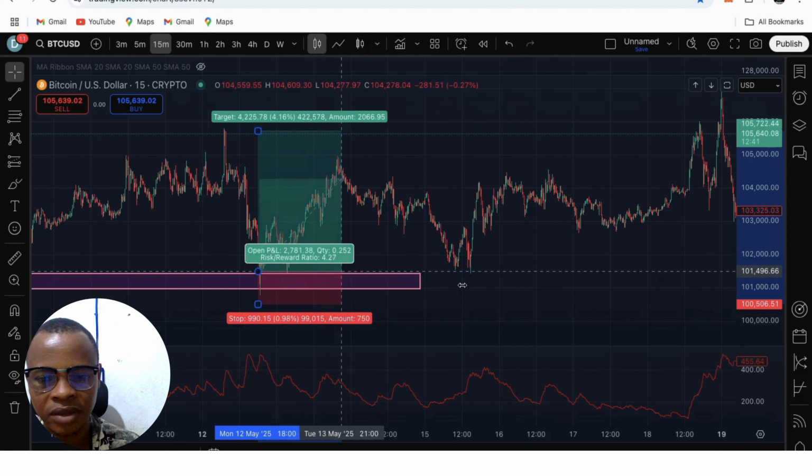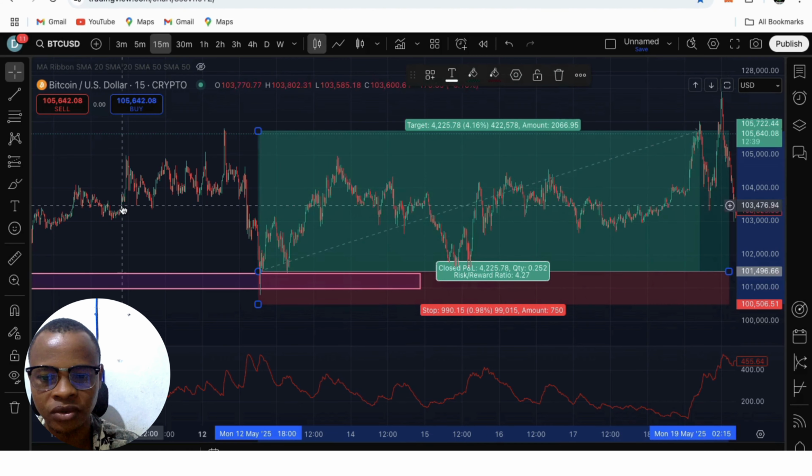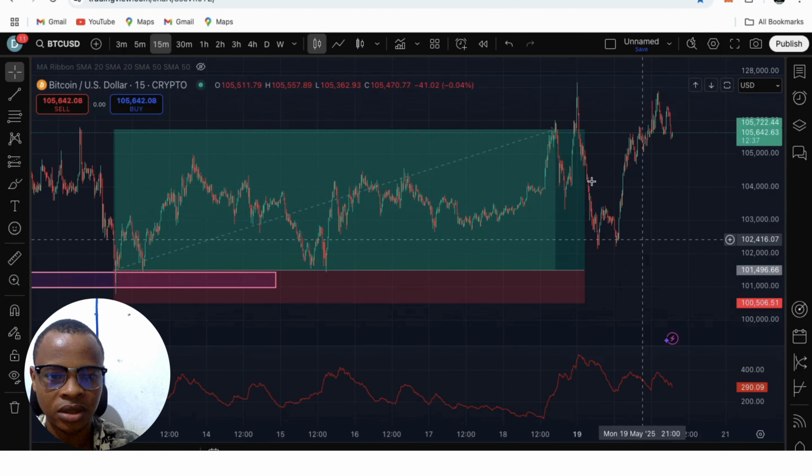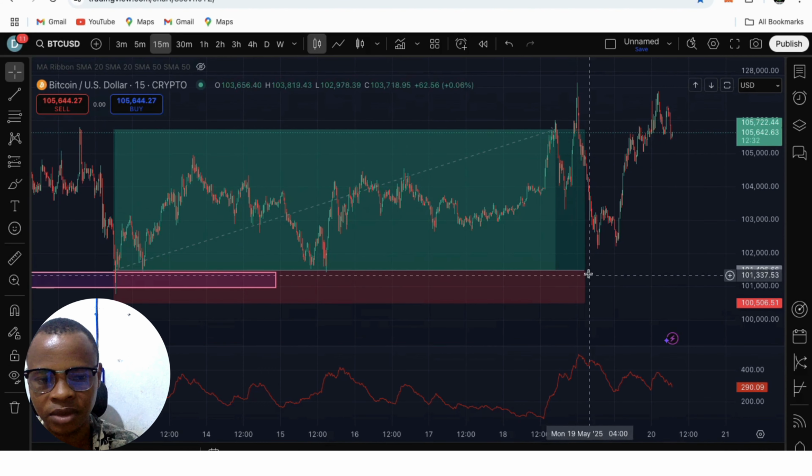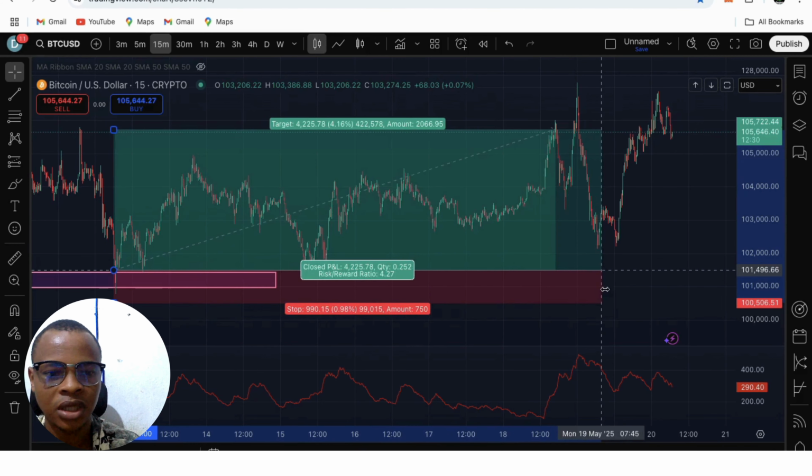And extending this, did the trade eventually close successfully? Yes, it did. It closed successfully. That was on Sunday, after the frequent ranging. And then in the end it closed successfully. Now this is one of them.